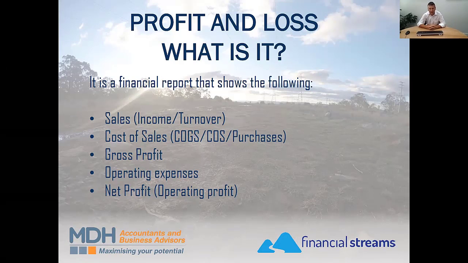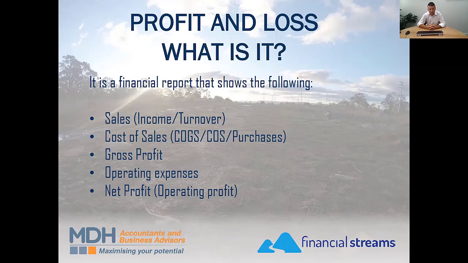And what does it cover? It covers your sales. Other terms that may be used are income or turnover, all synonymous. Then you have cost of sales, COGS or cost of goods sold, COS or cost of sales, or your purchases, stock, things like that, all go into your cost of sales to derive your gross profit. So your gross profit is sales less cost of sales, and your gross profit is your margin, or if you want, your markup, another way of looking at it.